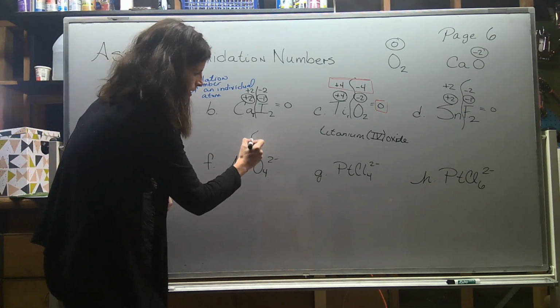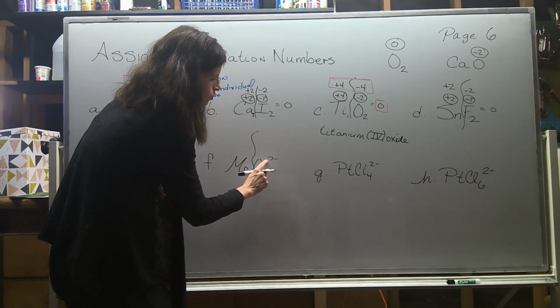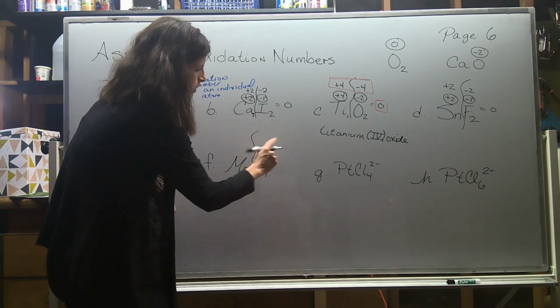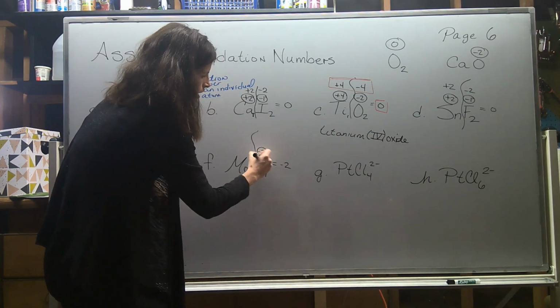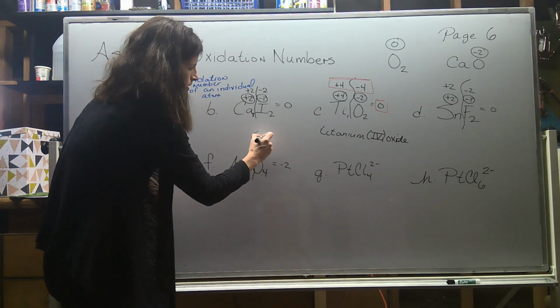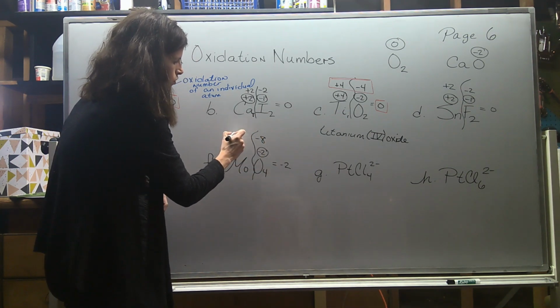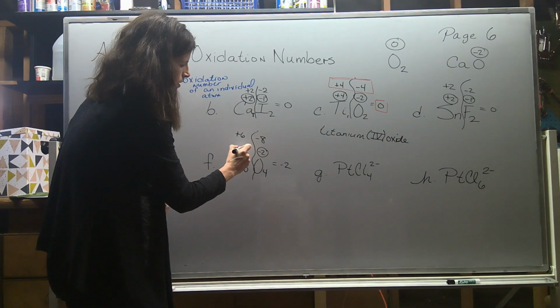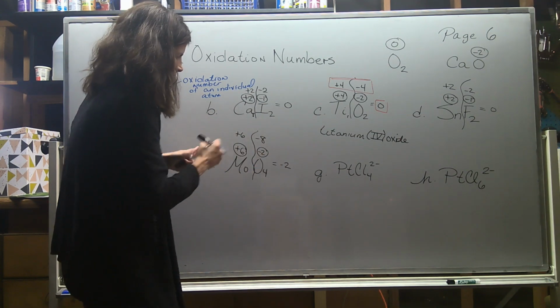All right, now we have an example of an ion. So this whole thing, we got a -2 charge. So whatever we do on top has to equal -2. Oxygen's a -2. -2 times 4 is -8. And I'm needing this to equal -2. So if I put a +6 there, that'll work. So +6 minus 8 gives me the -2.